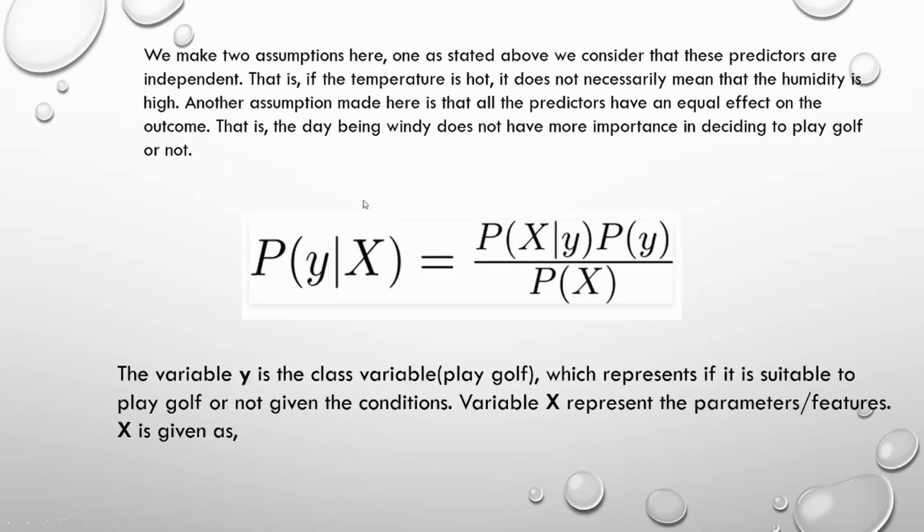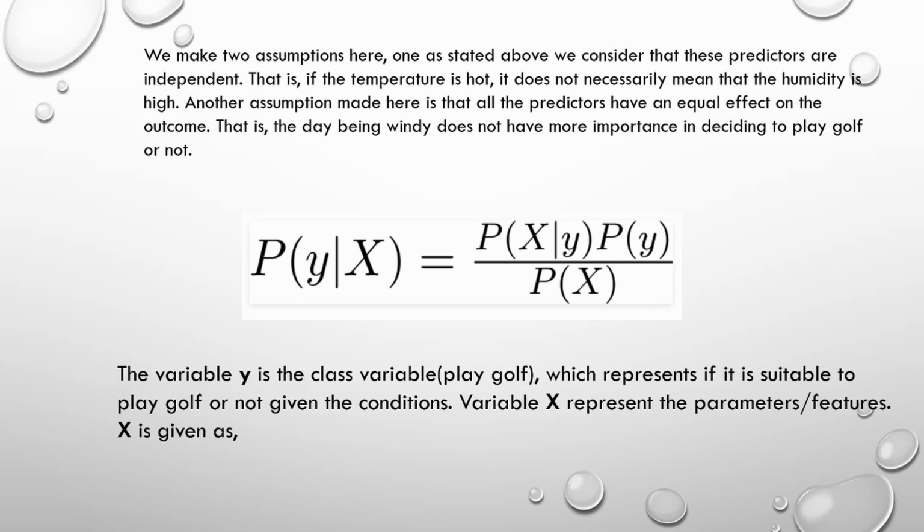So we make two assumptions here. One is stated above. We consider that these predictors are independent. That was what I was talking about. So that means that if the temperature is hot, it does not necessarily mean that the humidity is high.